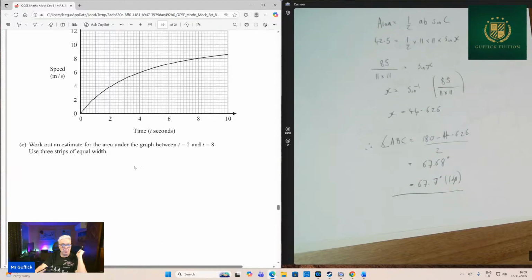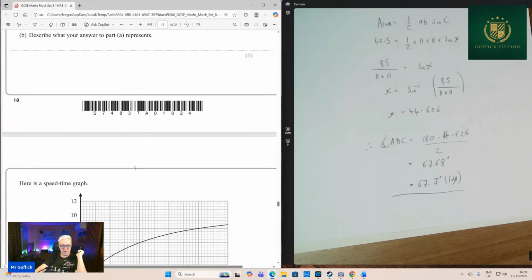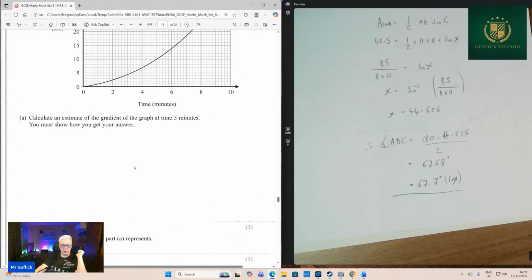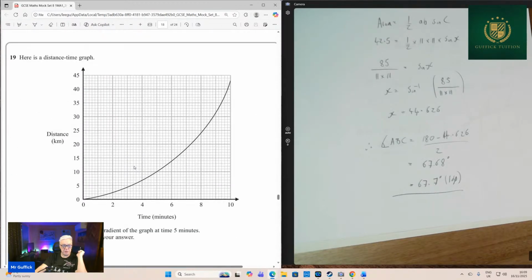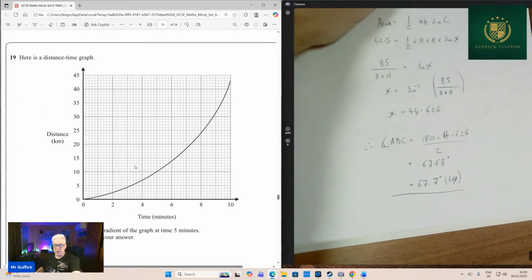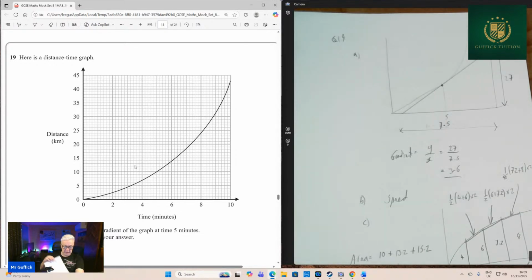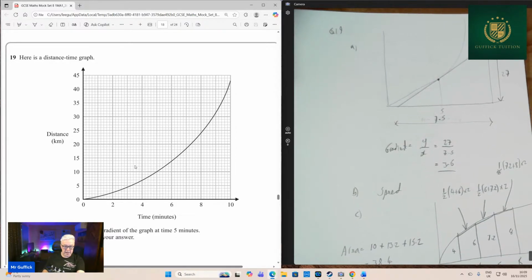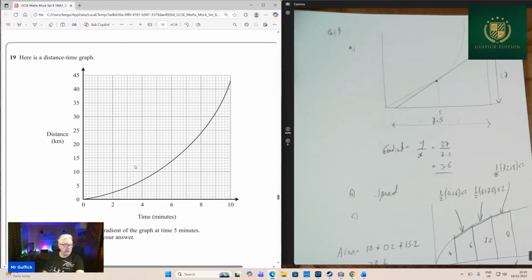Next one. Oh, this one's really popular. This kind of question seems to be coming up quite a bit, and in my experience, students don't know how to answer this question very well. So question 19, it says, here is a distance time graph. Calculate an estimate of the gradient of the graph at time 5 minutes.